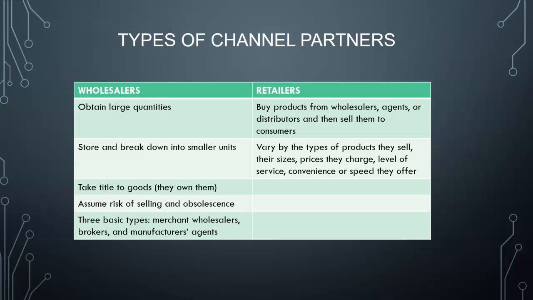These are examples of channel partners. There's wholesalers and then there's retailers. So wholesalers obtain large quantities, store and break down into smaller units, take title to goods, they own them, and assume risk of selling and obsolescence. And obsolescence means when the product is no longer for sale or is off the shelves for good. Three basic types are merchant wholesalers, brokers, and manufacturers' agents.